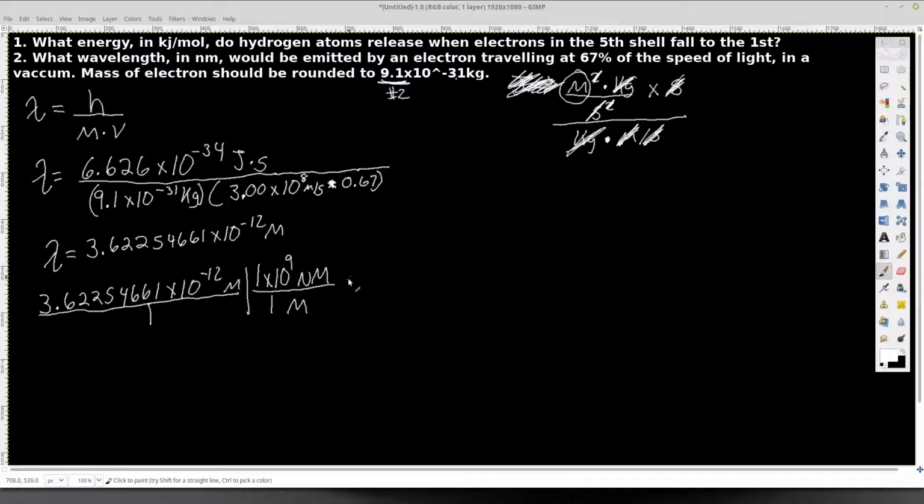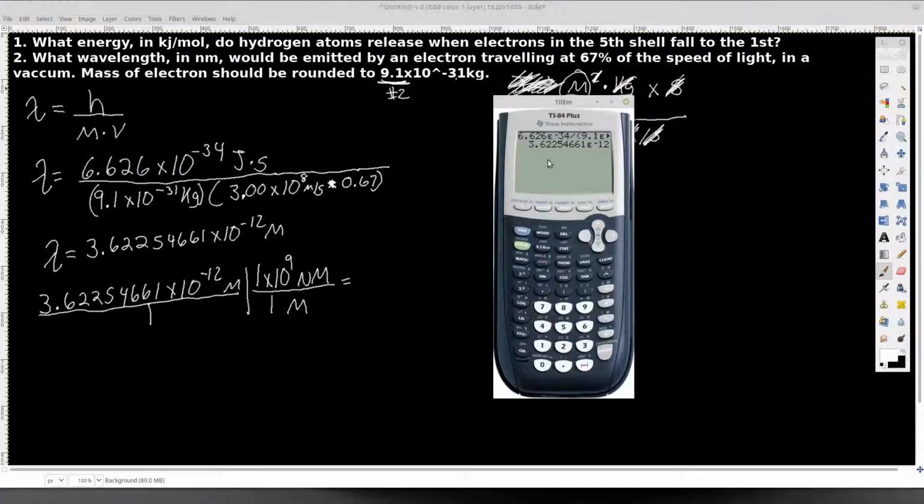And we need to punch that into our calculator. Or if you want to just swing the decimal yourself, you can. So I need to take this number, 3.62254661 times 10 to the negative 12, and multiply it by 1 times 10 to the 9th. Let me go ahead and type that. Because I'm only dividing by 1, it wouldn't change anything. So that gives me that answer, and that is what I'm going to write down.